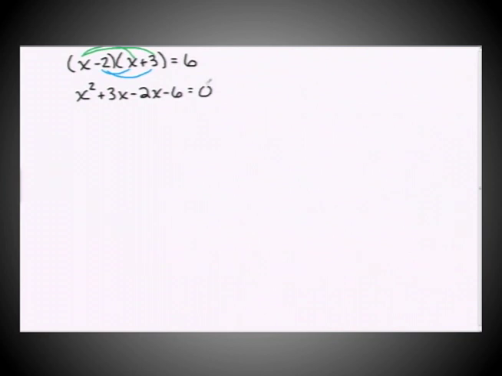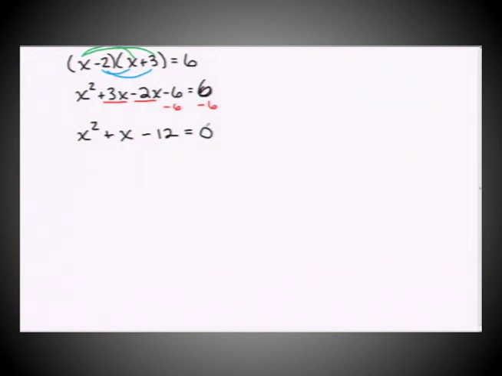And that equals 6. Well, you know we can't apply a zero product principle unless we are equal to 0. So in this next step, we're going to combine the like terms 3x and negative 2x and subtract 6 from both sides of the equation. And that gives us x squared plus x minus 12 equals 0. Now we have our quadratic equation in standard form, ax squared plus bx plus c equals 0.